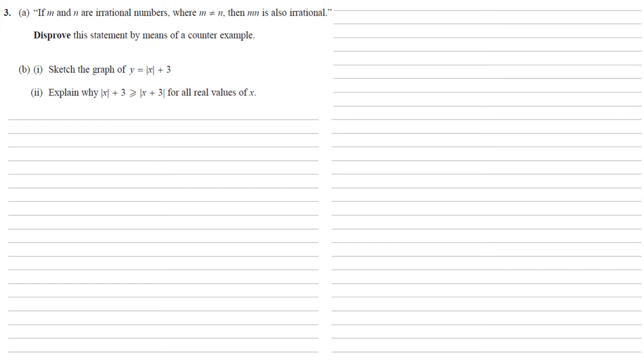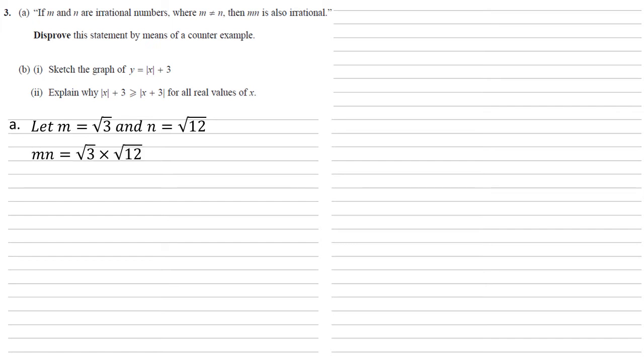Now there are many examples you can use for this. One I'm going to use is that we're going to let m equal root 3 and n equal root 12. So these are both the square roots of numbers which aren't themselves square numbers, hence they must both be irrational.